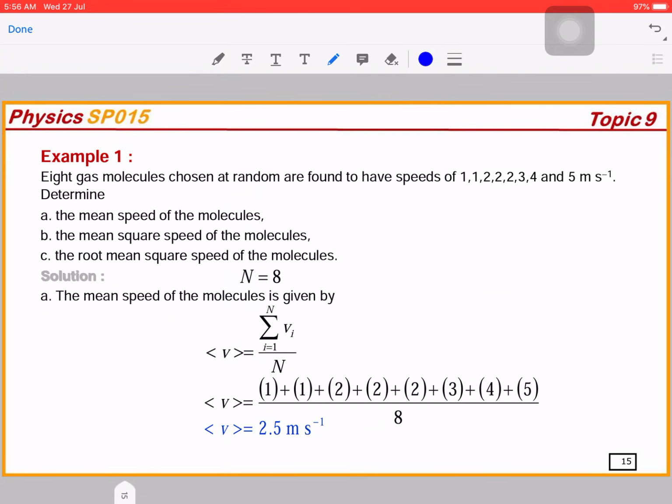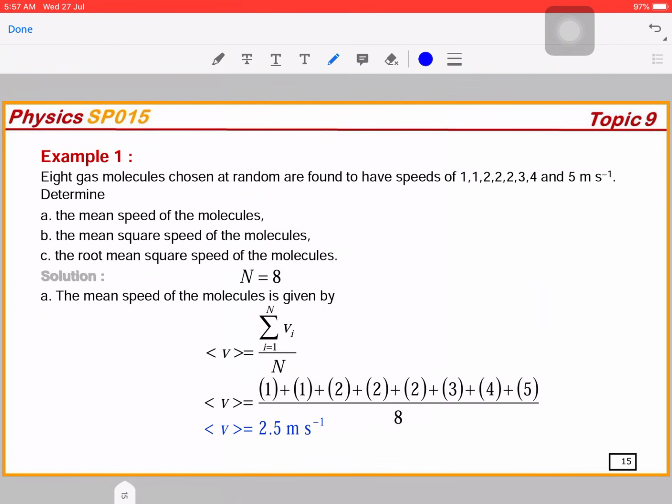So first we look at example 1. Eight gas molecules chosen at random are found to have speeds 1, 1, 2, 2, 2, 3, 4 and 5 meters per second. Determine the mean speed of the molecules. Mean is average, so we just find the average. We add all the velocities and divide by 8 because we have 8 molecules. So 1 plus 1 plus 2 plus 2 plus 2 plus 3 plus 4 plus 5 divided by 8. We're going to have 2.5 meters per second.